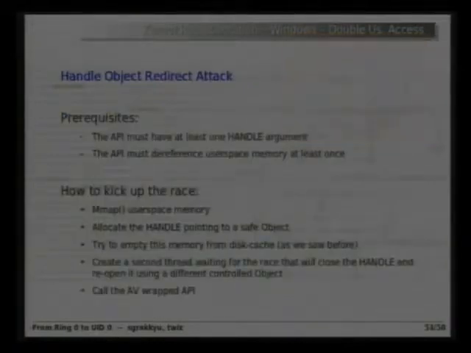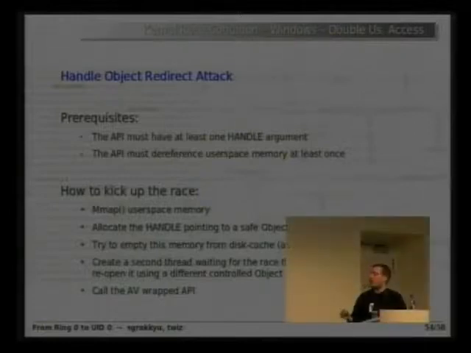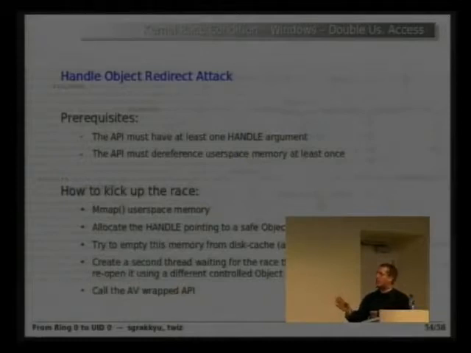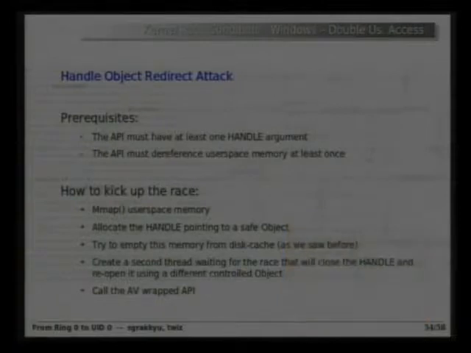The other technique is more reliable and can be used with all functions that have at least a handle, which is most of the functions in Windows. The API must also dereference user space at least once in that example to trigger the race.